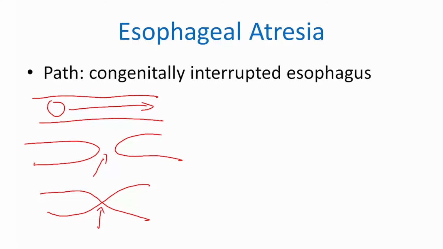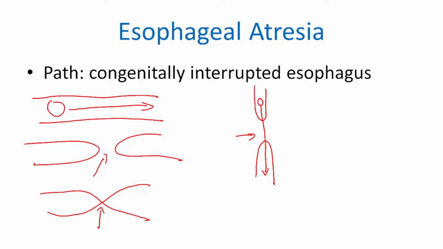An esophageal atresia then would mean an interrupted esophagus. If we have the proximal esophagus over here and the distal esophagus, they do not meet, and food cannot get from the proximal esophagus to the distal esophagus or the stomach.